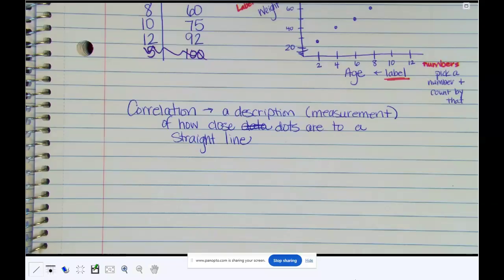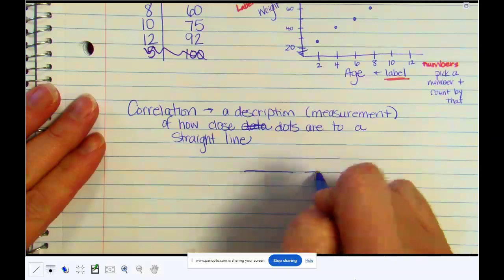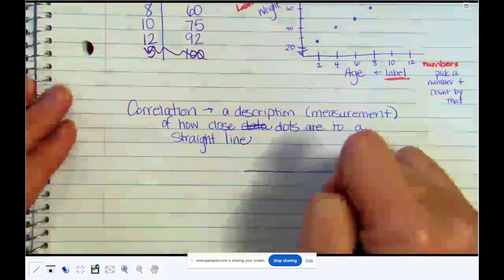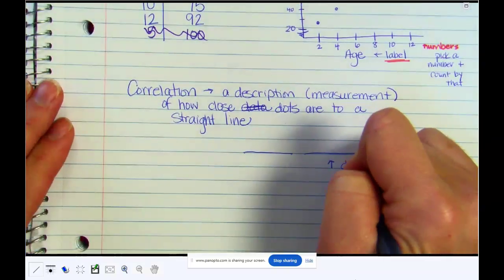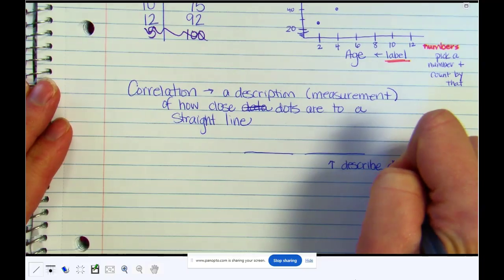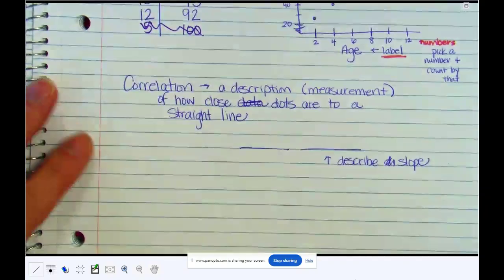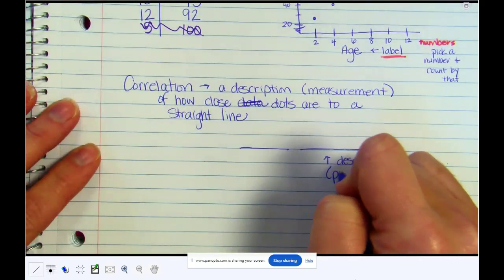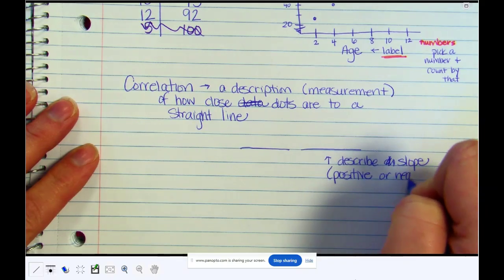So there are 2 parts to it. It's always going to be 2 words. This word here is going to describe the direction. Well, we'll say it describes the slope. In other words, it's either going to be positive or negative.